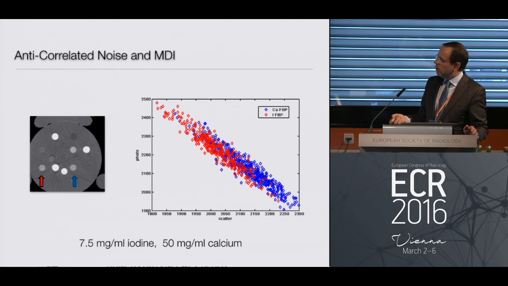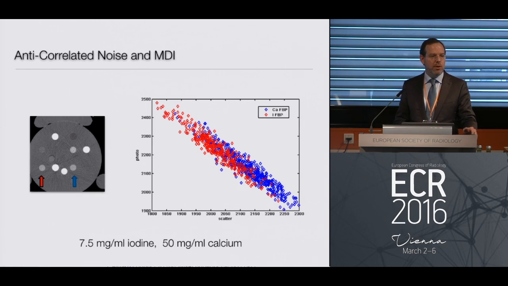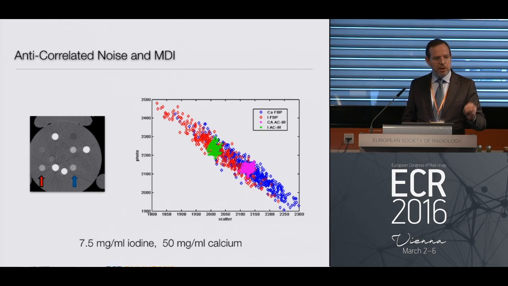Well, these two cylinders here have a similar attenuation, so a similar gray value at conventional CT, but they contain different materials. And if we plot on the horizontal axis the Compton scatter and on the y-axis the photoelectric effect for these two materials, there's a rather big overlap in these two clouds, if you will, of points that were measured. So if we use the anti-correlated noise information, however, these clouds clearly separate, and we are able to separate these materials quite well.